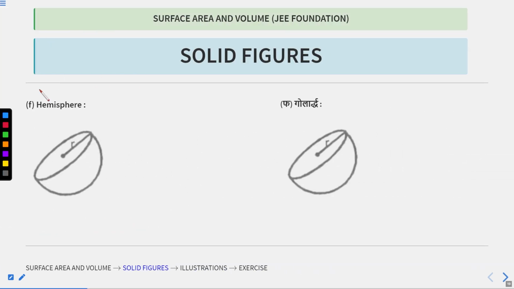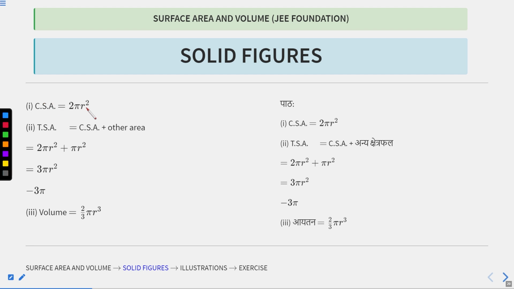Okay, now let's move to the hemisphere. So sphere is the ball. Now hemisphere is the half ball. So we cut our sphere into two equal parts, and we will be remaining with the hemisphere. So the hemisphere curved surface area is half of the curved surface area of the sphere. The curved surface area for the sphere was this, so we divide it by 2 and we get 2 pi r square.